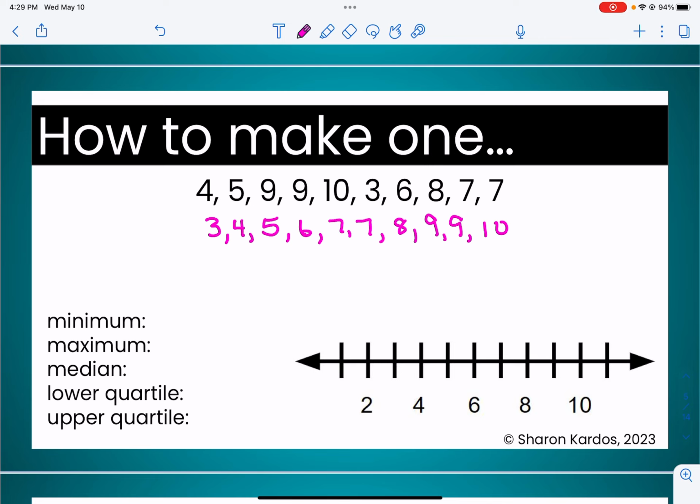So in order to make my box and whisker plot, I need 5 data points. So over here, these vocabulary words are pretty important. These are the 5 data points that I'm going to need to make my box and whisker plot.